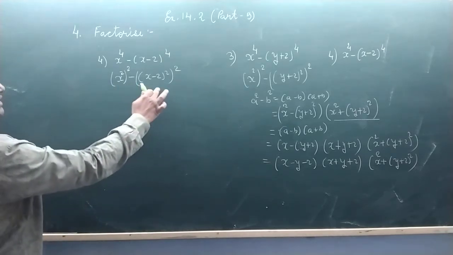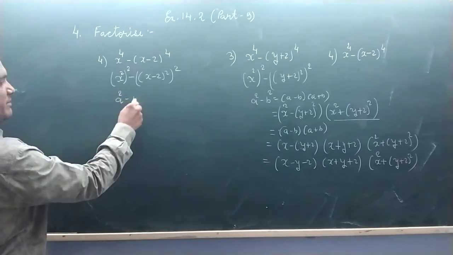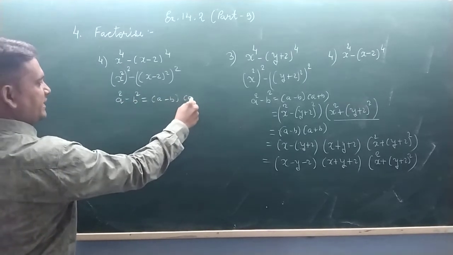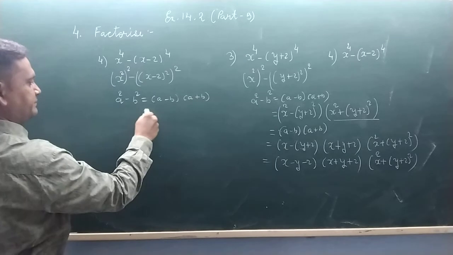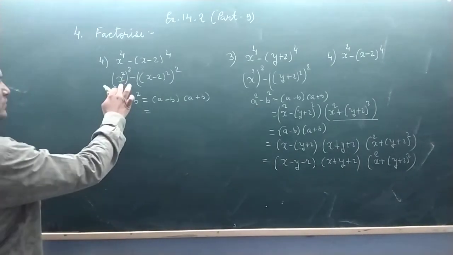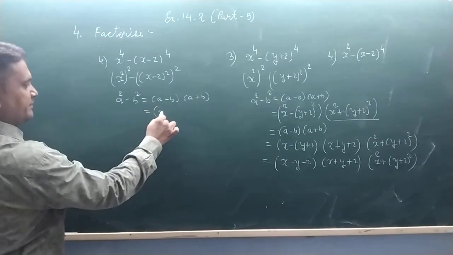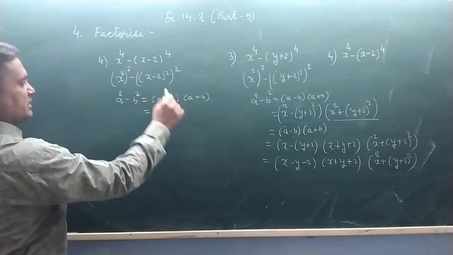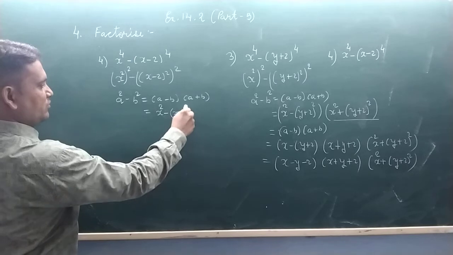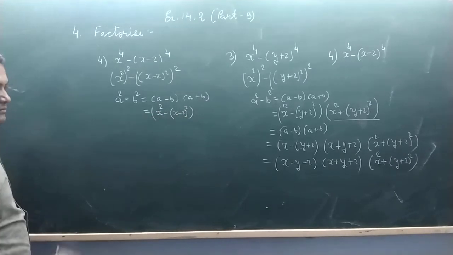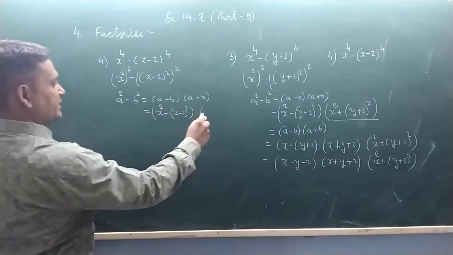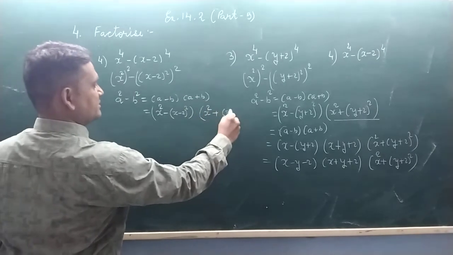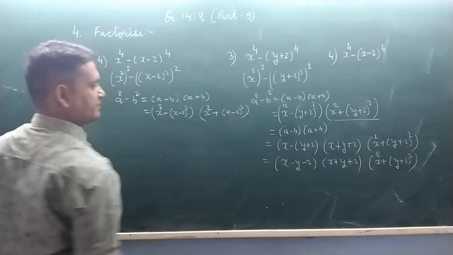Now this is a square minus b square, so we write as a minus b and a plus b. So a means what? X square. Minus, b means x minus z whole square. Now again a means x square, this is plus sign, b means x minus z square.